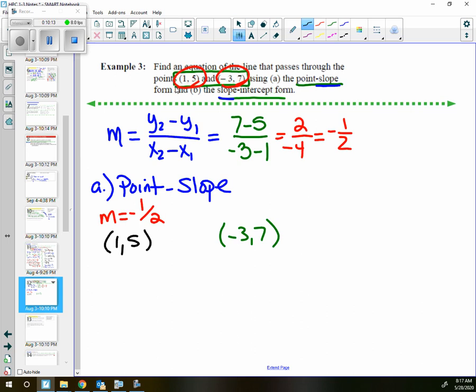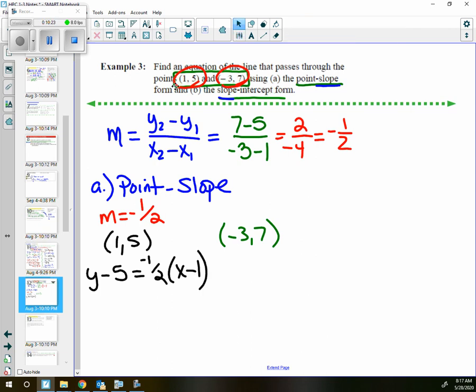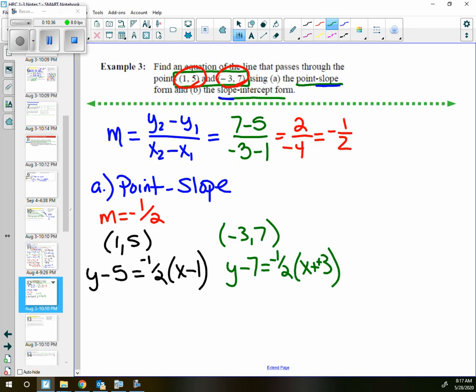So let's go ahead and do point slope form. So y minus y1 equals m, which is our -1/2, and then x minus x1. So that's using the first point. And then we're going to do the same thing, y minus y1, which is the 7, our slope -1/2, x minus a -3. Now, right away, if you want to, since it's minus a -3, you could go ahead and just say plus.